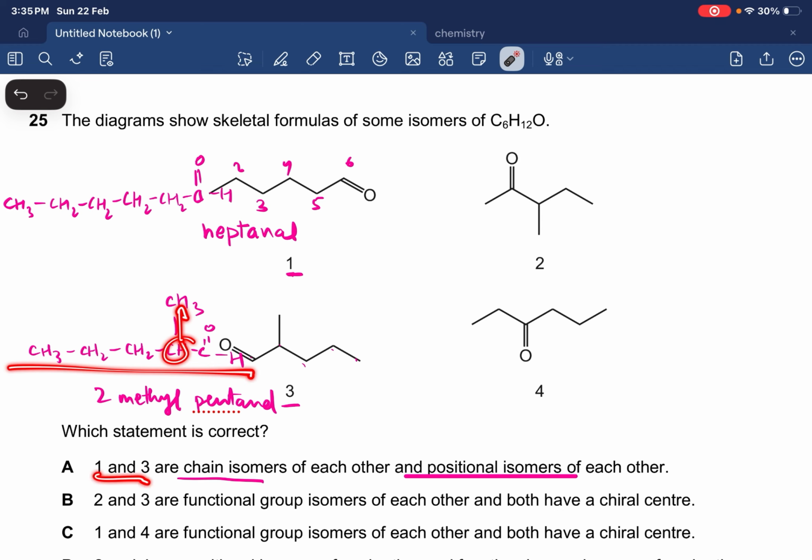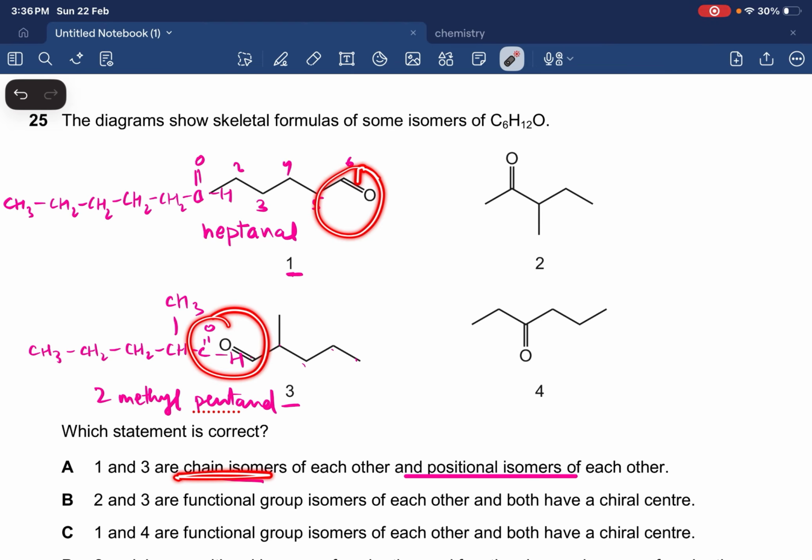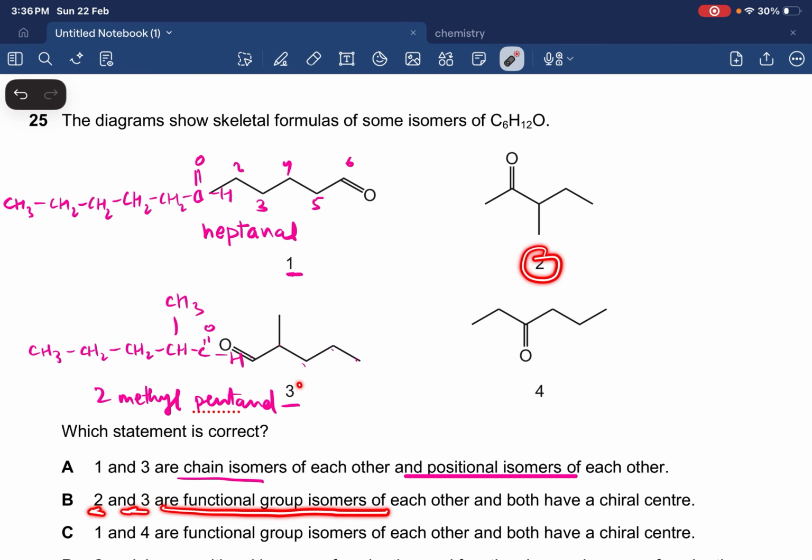So 1 and 3 are chain isomers of each other and positional isomers of each other. They're chain isomers but not positional isomers because the position of the functional group is not changed, right? You are not changing the position of your functional group. Your functional group is your aldehyde functional group. That's not changed. Despite it's a chain isomer, it's not a functional group isomer. 2 and 3 are functional group isomers of each other. So 2 and 3. So let's check option number 2.